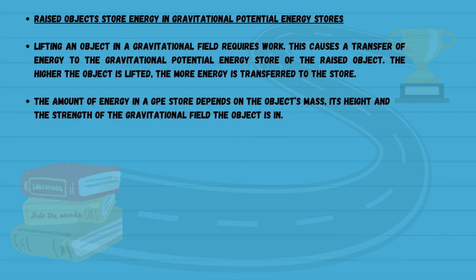Raised objects store energy in gravitational potential energy stores. Lifting an object in a gravitational field requires work. This causes a transfer of energy to the gravitational potential energy store of the raised object. The higher the object is lifted, the more energy is transferred to the store. The amount of energy in a GPE store depends on the object's mass, its height, and the strength of the gravitational field the object is in.